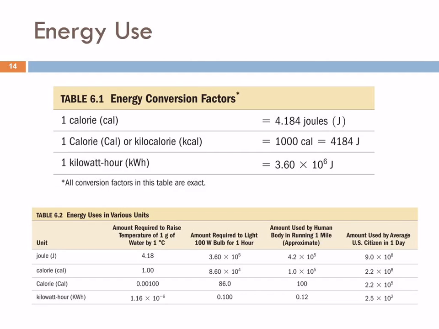Here are a couple of interesting tables from your book, just comparing these different units. So a calorie is 4.184 joules. Nutritional calorie or kilocalorie would be 1,000 calories, 4,184 joules. And if you should need it, there's a relationship between kilowatt hours and joules. Amount of heat energy needed to raise the temperature of 1 gram of water, to light a 100-watt light bulb for an hour, amount used by the human body when running 1 mile.